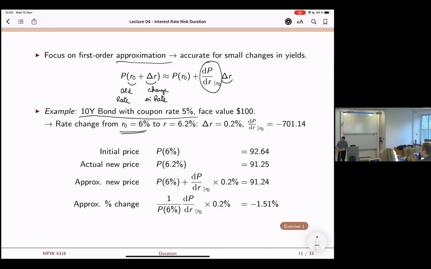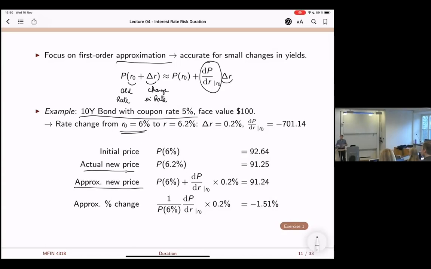Now you can compute the actual new price, right, which is this one. So that's not making any approximation. And then you can compare it to the approximated new price, which is this one here. What you see is that the difference is just 1 cent. Okay, so it's not that big. So of course, 2 comments on that. First, here the value of our position is just $100, right? So 1 cent on $100, you might think it's not a big deal.